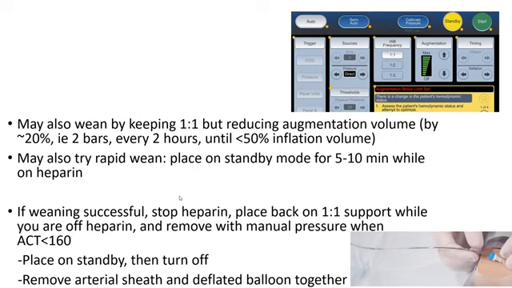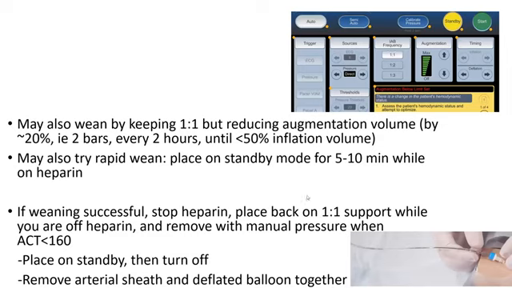So how do we remove the balloon pump? Now, if weaning is successful, the patient is on heparin, remember. So we stop heparin, and while we're off heparin, we place back on 1-to-1 support to reduce the chance of balloon catheter thrombosis. You don't want to keep them on 1 to 3 while you're off heparin. So you put them on 1-to-1 to reduce catheter thrombosis. And once your ACT is less than 160 or your PTT less than 45 or so, then you're ready to remove the balloon pump.